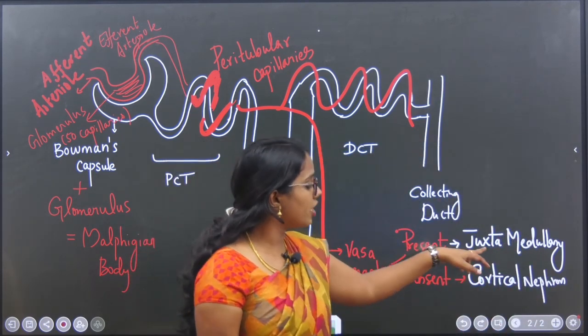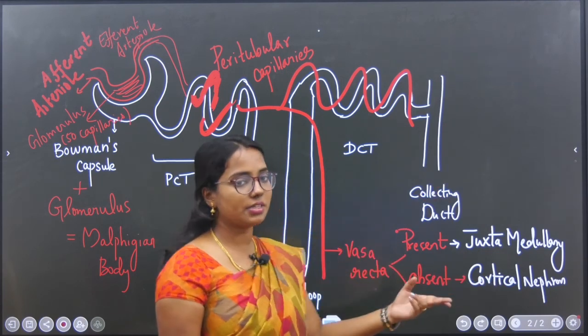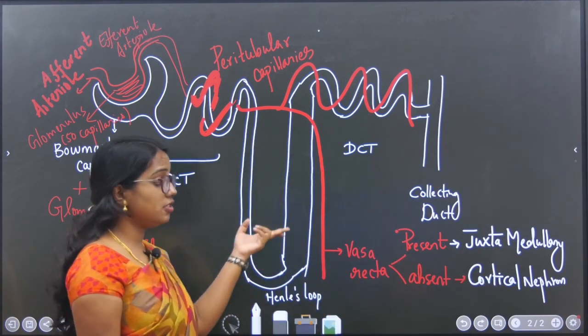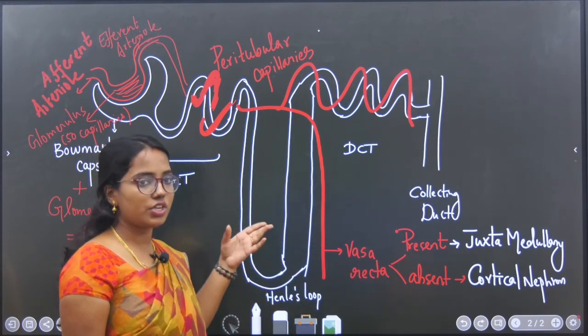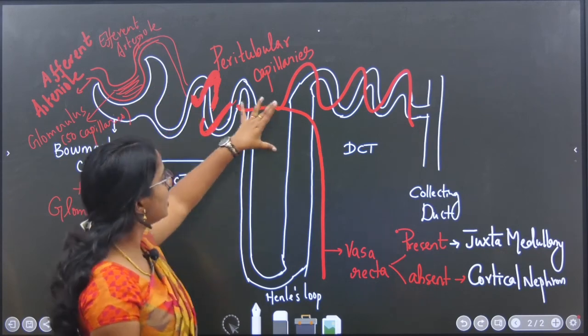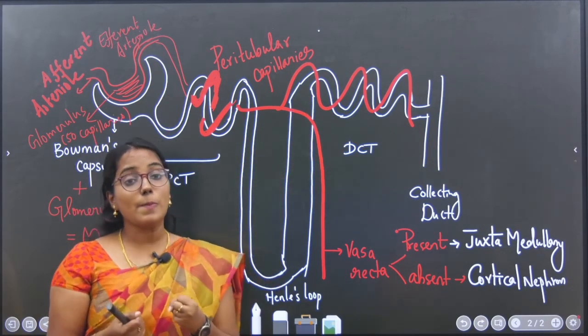Juxtamedullary is functional whereas cortical nephron is non-functional. Vasa recta is present so it is functional, vasa recta is absent so it is non-functional. This is the structure which indicates the blood capillaries which surround the complete nephron.